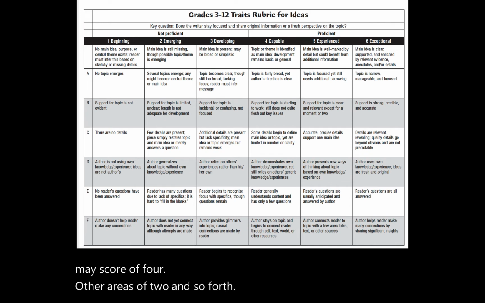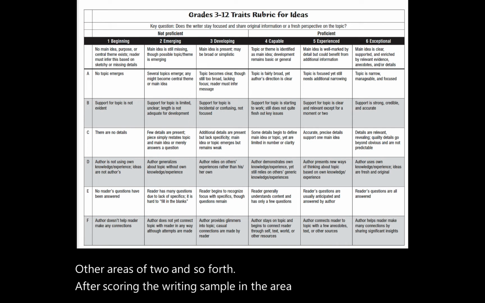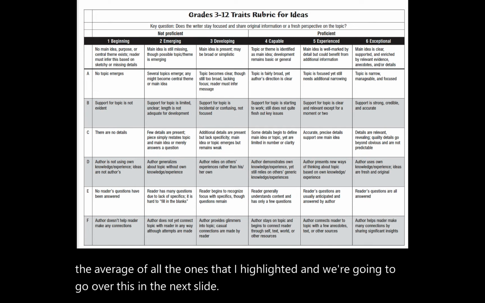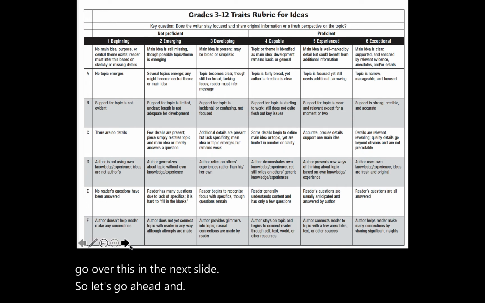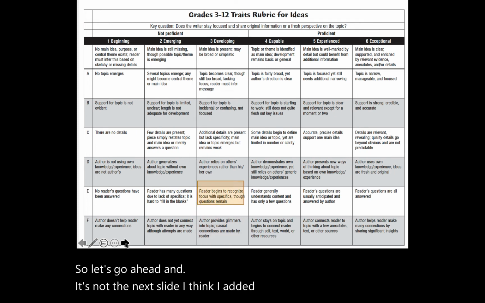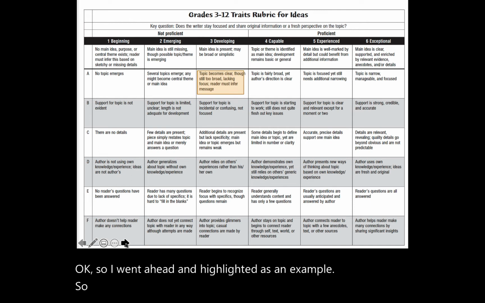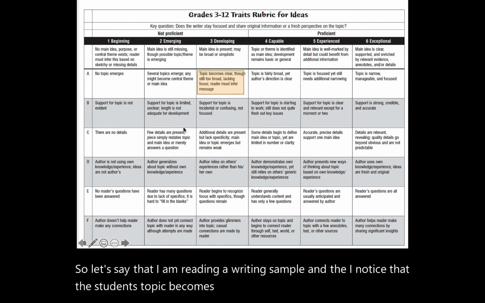After scoring the writing sample in the area of ideas, I usually take the average of all the ones that I highlighted. And we're going to go over this in the next slide. Actually, it's not the next slide. I think I added it here. Okay, so I went ahead and highlighted as an example. Let's say that I am reading a writing sample and I notice that the student's topic becomes clear. It's a little broad. I decide to give them a 3 in this area.